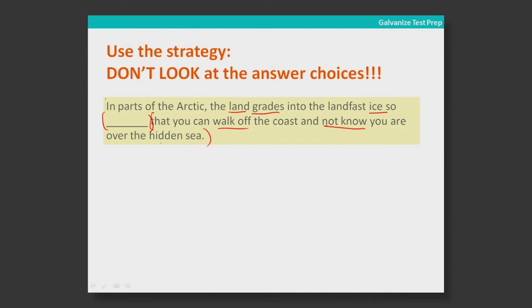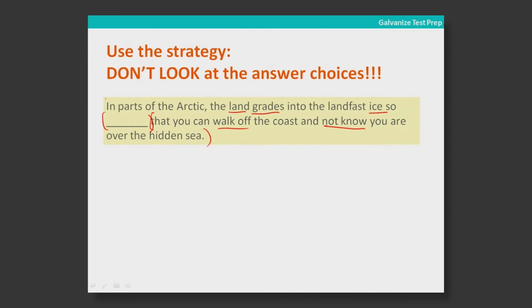It's very important that you remember this because no correct answer choice won't have some support in the question like this. There would be some clue, some hint that it's supported by. So if you can walk off and not know you're over the hidden sea, what does that mean? That means that the land grades into the ice in such a way that you're not aware that it's happening.